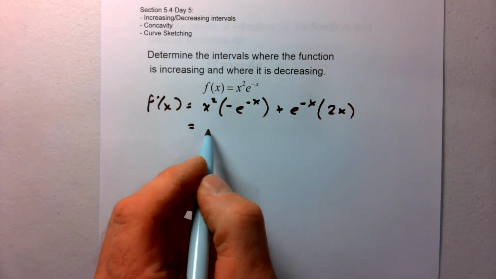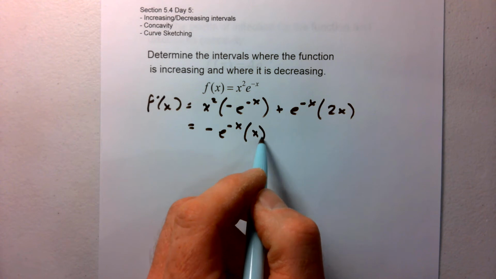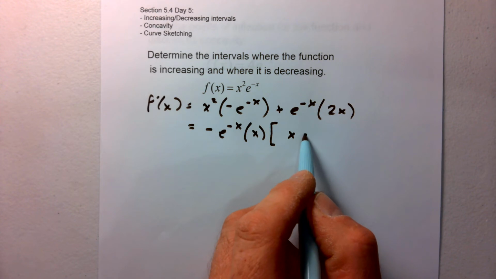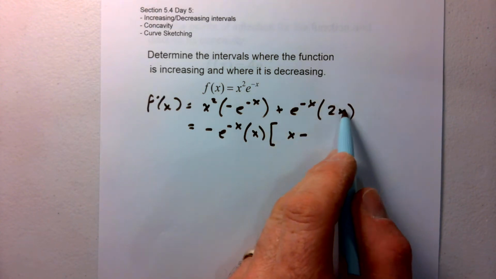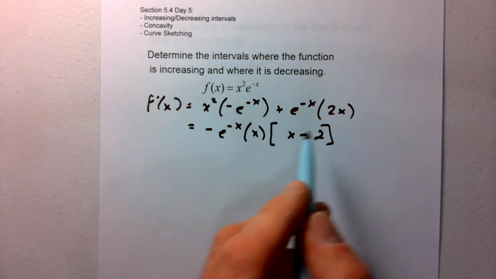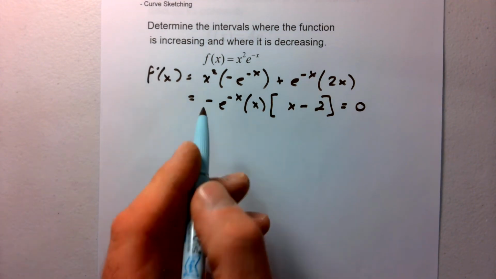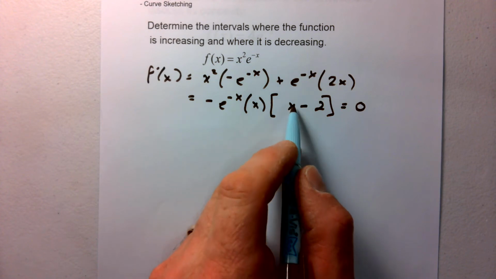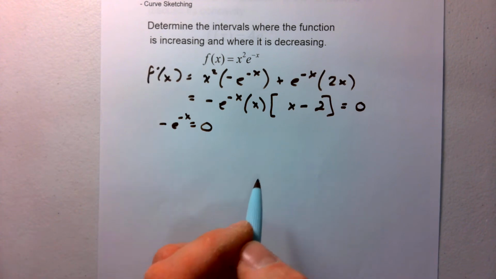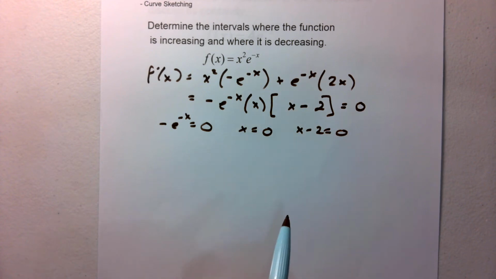I'm going to clean this up a little bit, factoring out a negative e to the negative x and an x. That leaves us with an x out of the first part, minus, since I took out that negative, that makes the second part negative, minus a 2. We'll set that equal to 0 to find my critical points. So here I have three things being multiplied together to give me 0. I have negative e to the negative x, which I set equal to 0, I have x equal to 0, and I have x minus 2 equal to 0.